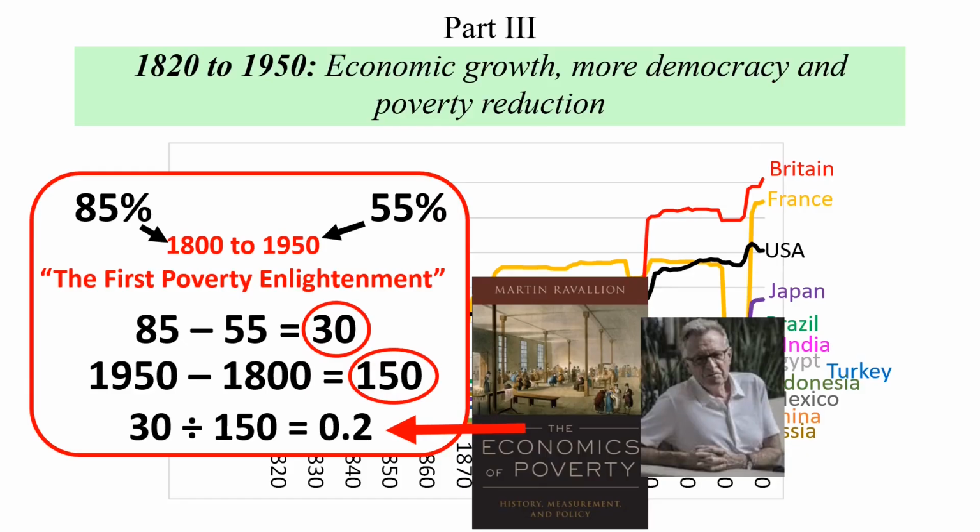Ravallion also talks about a second poverty enlightenment beginning around 1950, and as we'll see a bit later, beyond that point, poverty declined even faster. But back to my 12 countries.